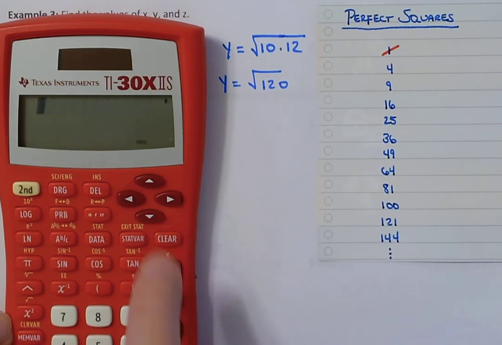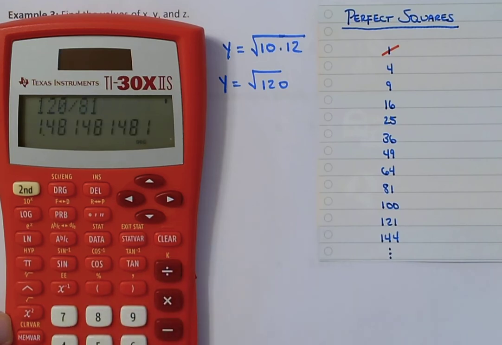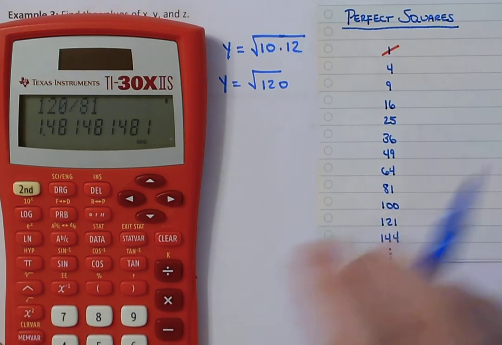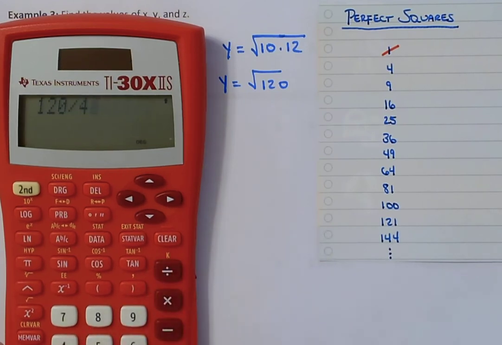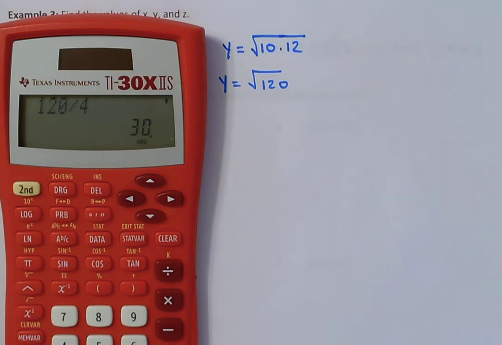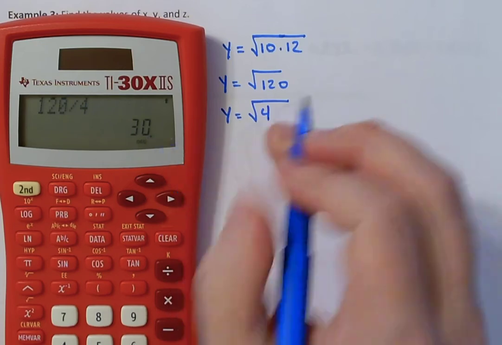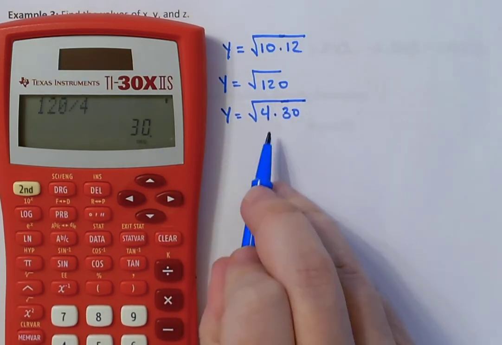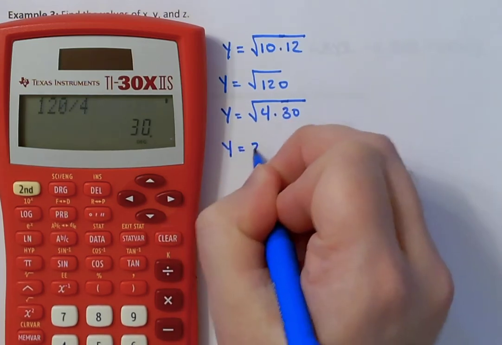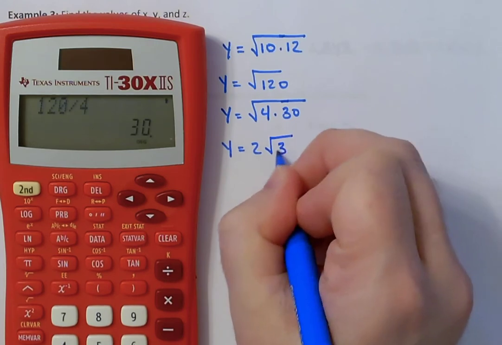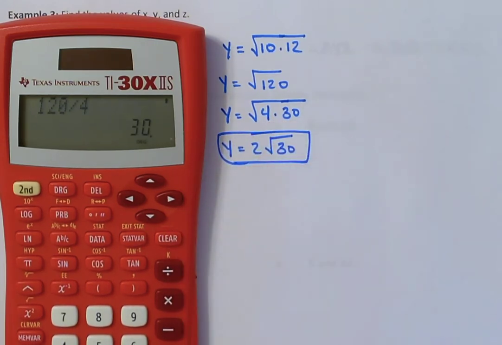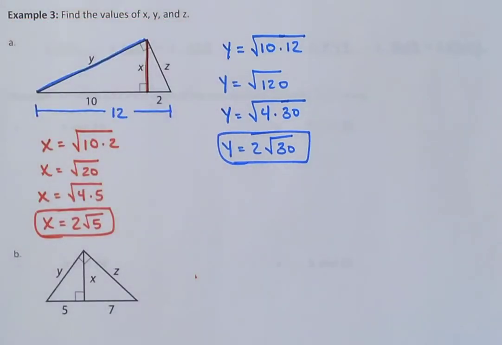That does not divide evenly. We do 81. That is not going to divide evenly. And just to save us time, if I were to go through all these, it is going to end up at 4 as the largest perfect square that divides into 120. So when I go through and do that, we get the square root of 4 times 30. If I take the square root of 4, we get 2. And then we're just going to be left with the square root of 30. And that is the length of y, or the value of y for this problem.